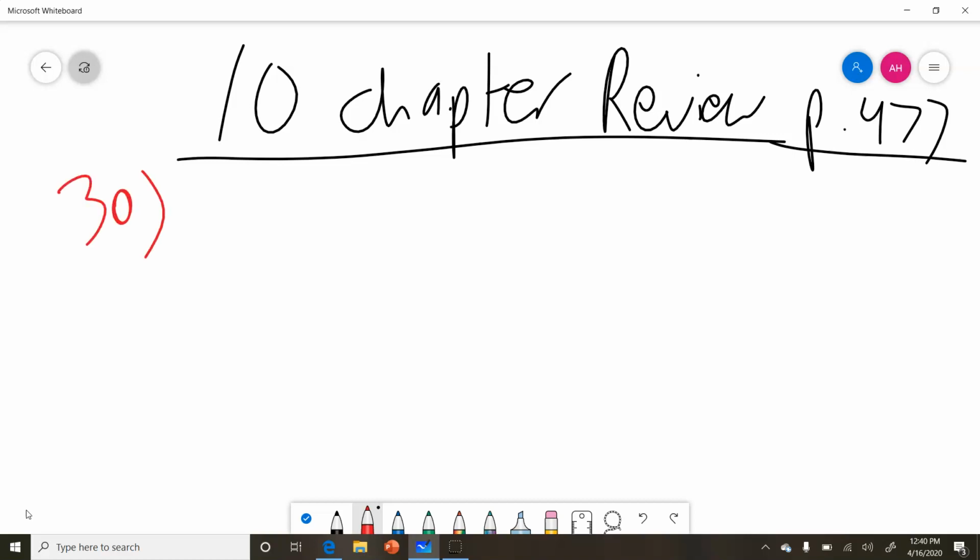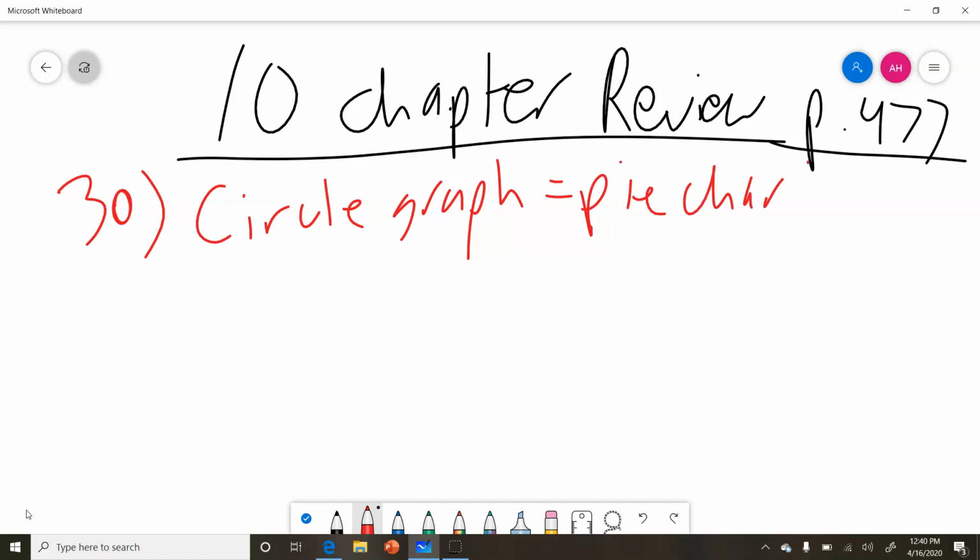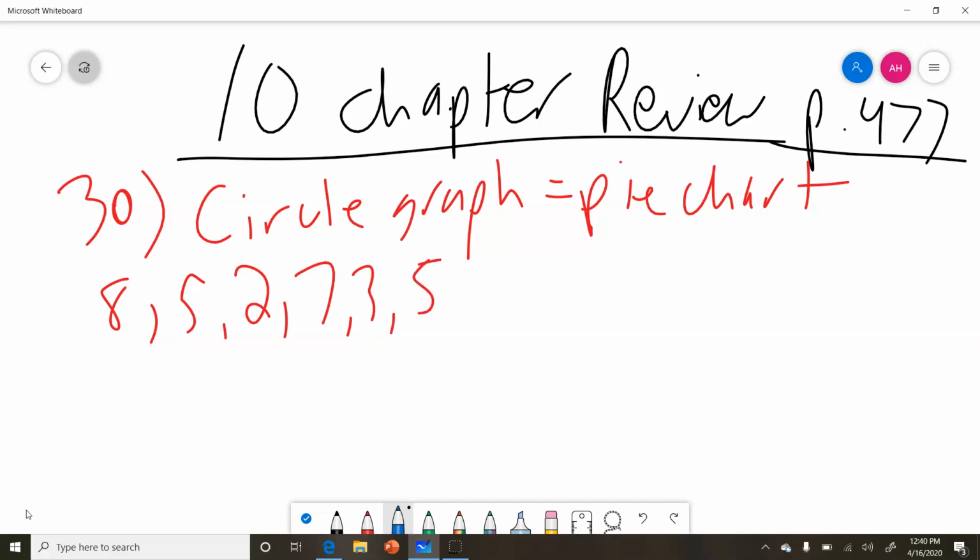Okay, so number 30, and it says right here to make a circle graph. A circle graph is what some people call a pie chart. So the first thing we need to do with all of those different types of cookies that we could make, do you see that right there? It has 8 chocolate chips, 5 sugar, 2 oatmeal, 7 peanut butter, 3 lemon, 5 chocolate. Now these are different types. Each one of these is going to get its own section on the circle.